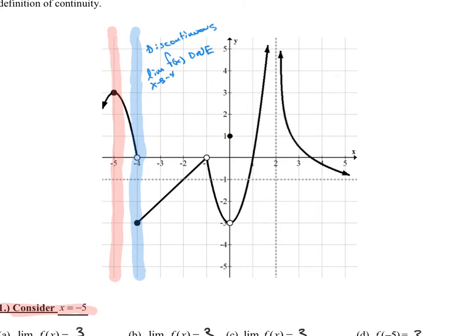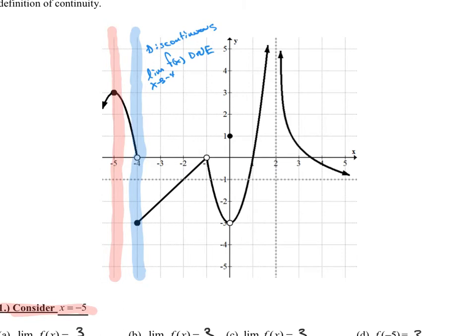Let's do our limit from the left, limit from the right. So limit from the left, I'm coming in there. What y value am I approaching? Well, the y value I approach is 0. The limit from the left is 0. Let's look at the limit from the right. What y value am I approaching? Well, it's also 0. So the limit from the left is 0. The limit from the right is 0.